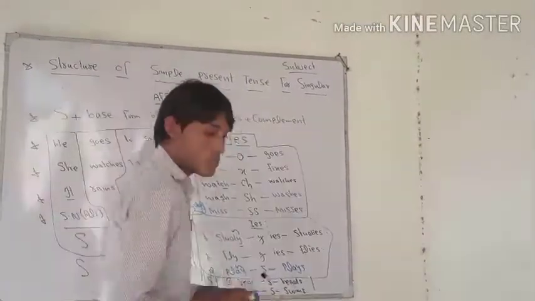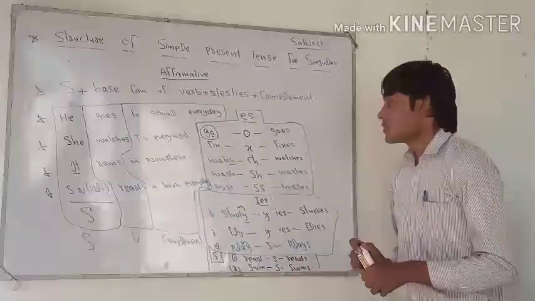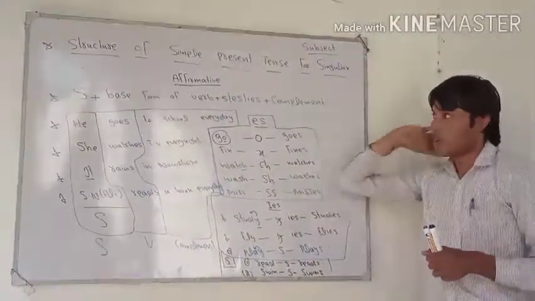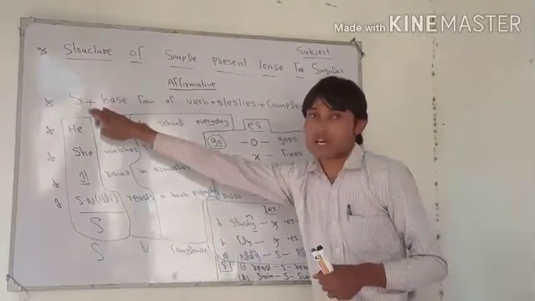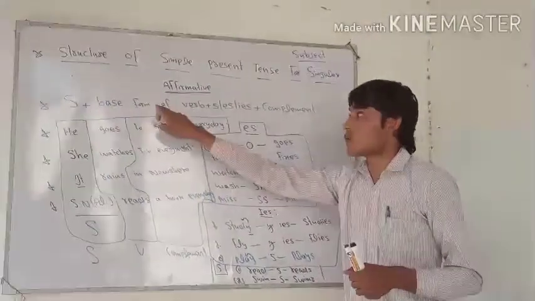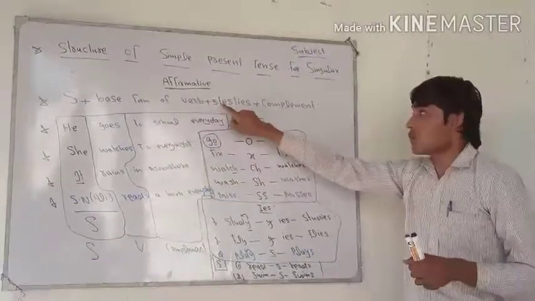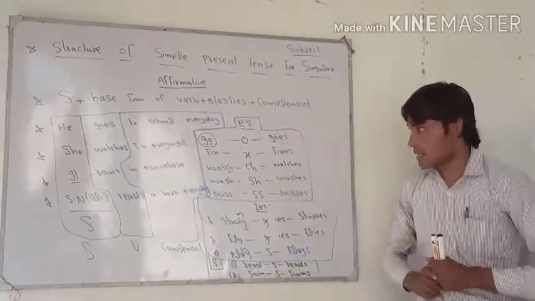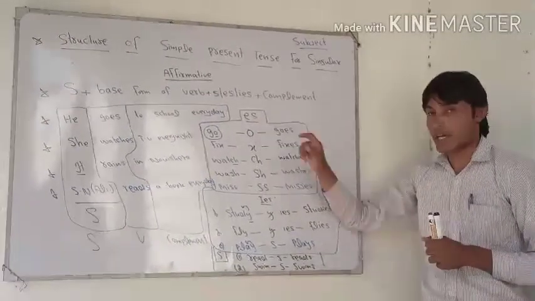Now, in this video I discussed the structure of simple present tense. If we recall, for the construction we need S, which means subject. Then S is followed by the base form verb, and with the verb we add S, ES, or IES, plus complement. I already discussed where we can add ES.